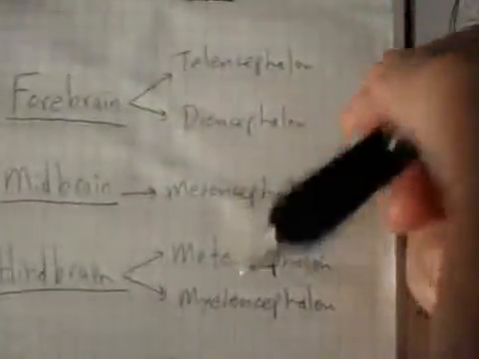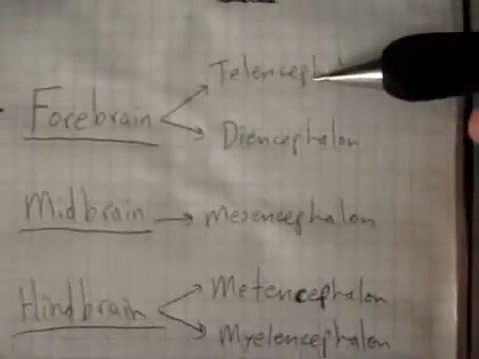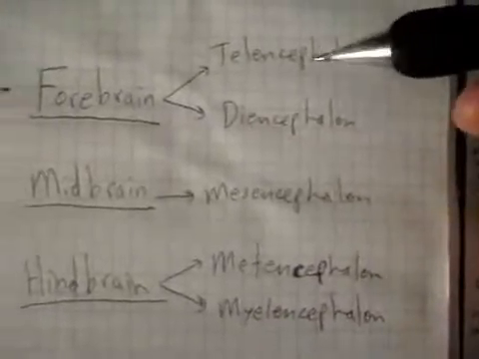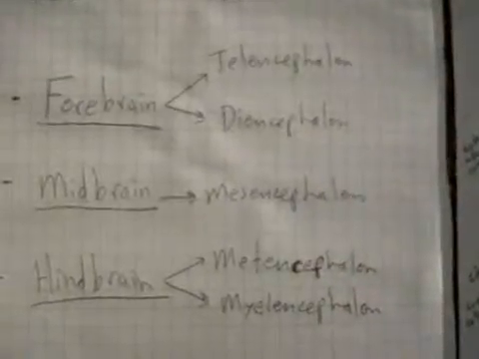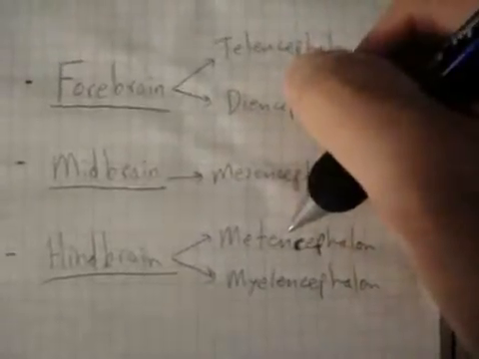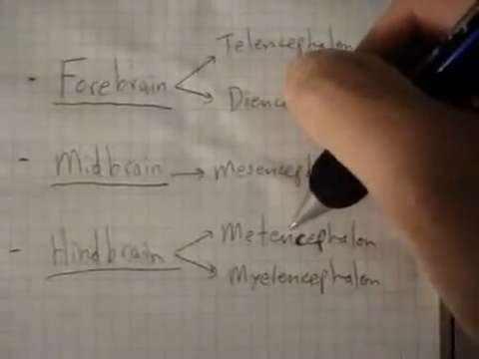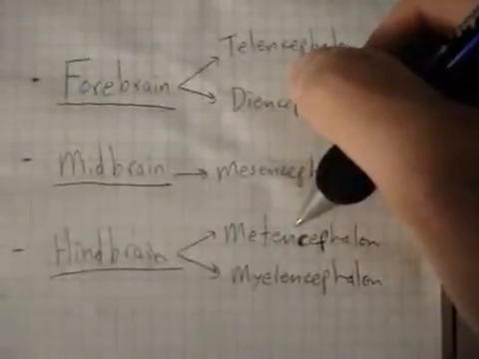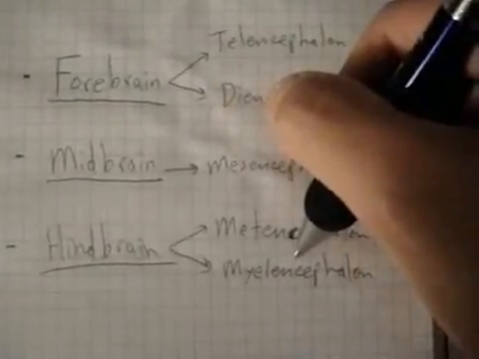Now each one of these also has cranial nerves associated with them. For example, telencephalon consists of cranial nerve 1. Diencephalon doesn't have any cranial nerves associated with it. Mesencephalon has cranial nerves 3 and 4. Metencephalon has cranial nerves 5, 6, 7, and 8. Myelencephalon has cranial nerves 9, 10, 11, and 12.